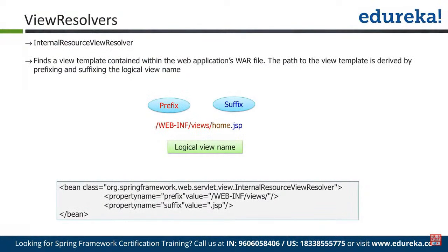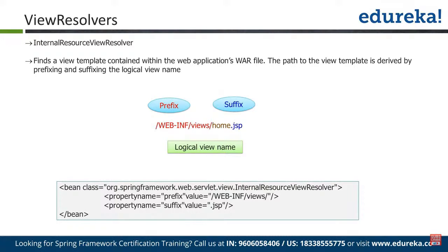Now, the class name is internal resource view resolver. The job of this class is to find a view template contained within the application's war file. The path to the view template is derived by prefixing and suffixing the logical view name with the help of the prefix and suffix properties, which merge and form a complete logical view name for any JSP file.